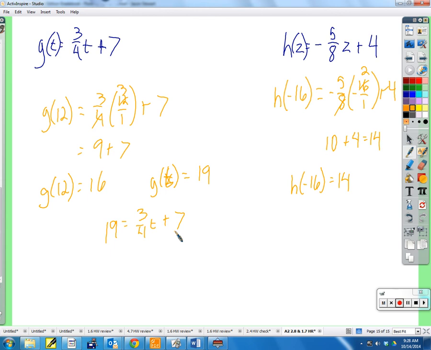Subtract 7 and 12 equals 3/4 t, and t, if we multiply by 4/3, equals 16. Don't you multiply by 4/3? I said 3/4 maybe, but I did multiply by 4/3 in my head.